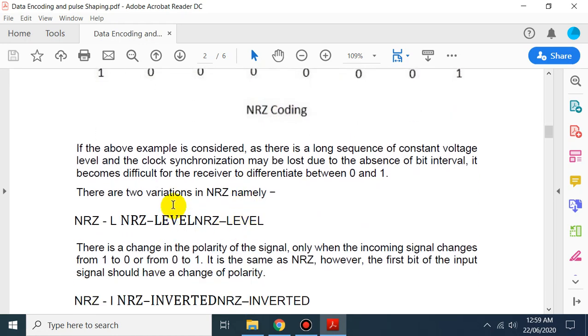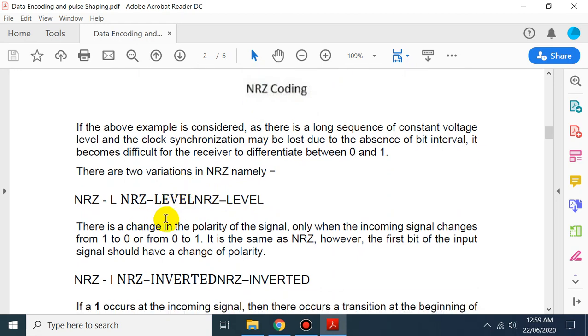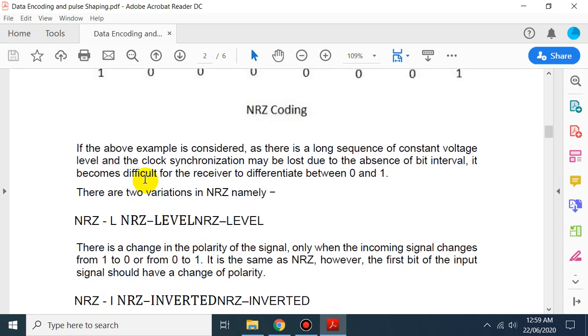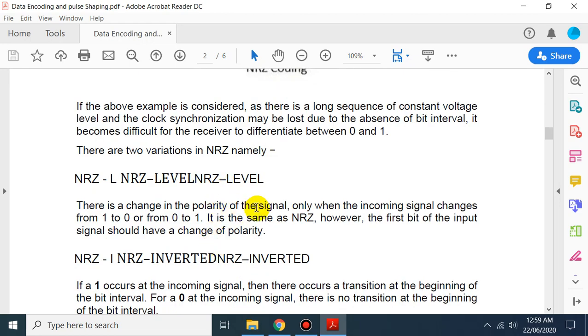So there are two variations as far as non-return to zero coding is concerned. First one is called non-return to zero level, written NRZ-L. There is a change in the polarity of the signal only when the incoming signal changes from 1 to 0 or from 0 to 1. And we are defining this here because earlier there was no such information when we were using the general NRZ coding. It is the same as non-return to zero. However, the first bit of the input signal should have a change of polarity here.